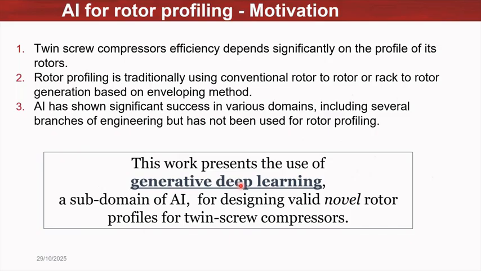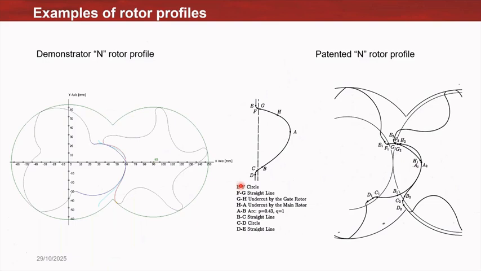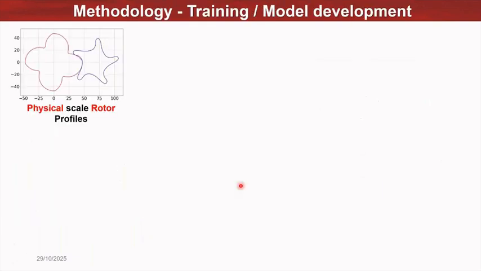This is about using generative AI to produce rotor profiles, which are normally, as a standard, produced by numerical methods using gearing theory. And what we did here, as you know, for AI, it is necessary to have a database based on which the neural network will learn and then produce something.